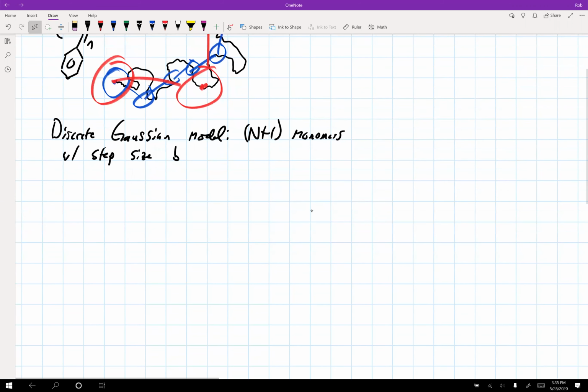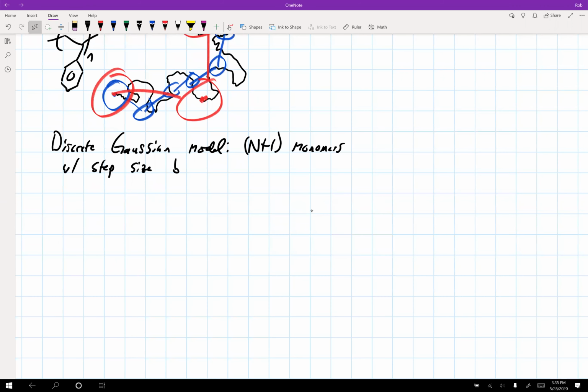And I guess my choice of using the discrete Gaussian chain model gets into my own personal biases in how I like to think about and approach field theory, because it's relatively uncommon in the field theoretic community to use discrete Gaussian chains. Most people use what's known as a continuous Gaussian chain model.